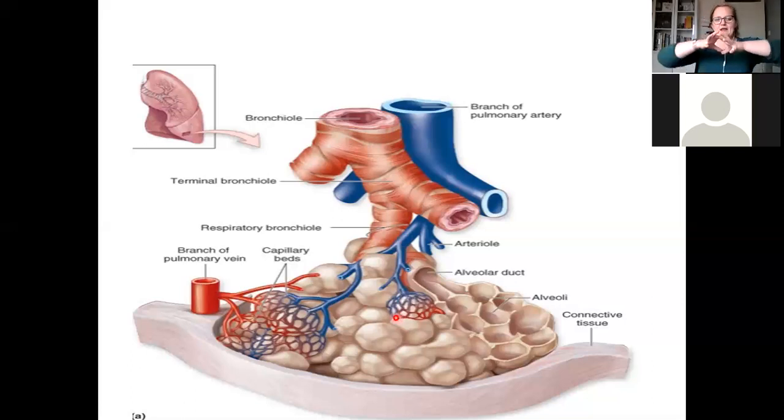And basically the capillary beds sit all over like a big mesh net even around the outside of our alveoli. And that is where that gas exchange will be happening. Our carbon dioxide will be leaving, our oxygen will be entering, and that's how we're having that switch over there.